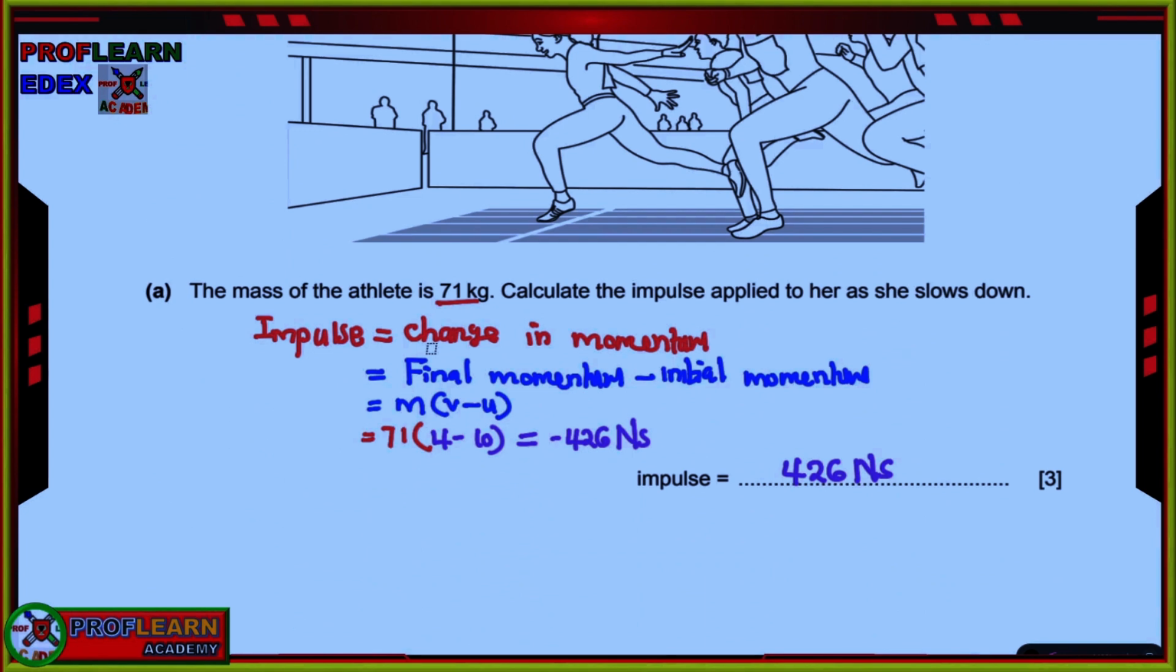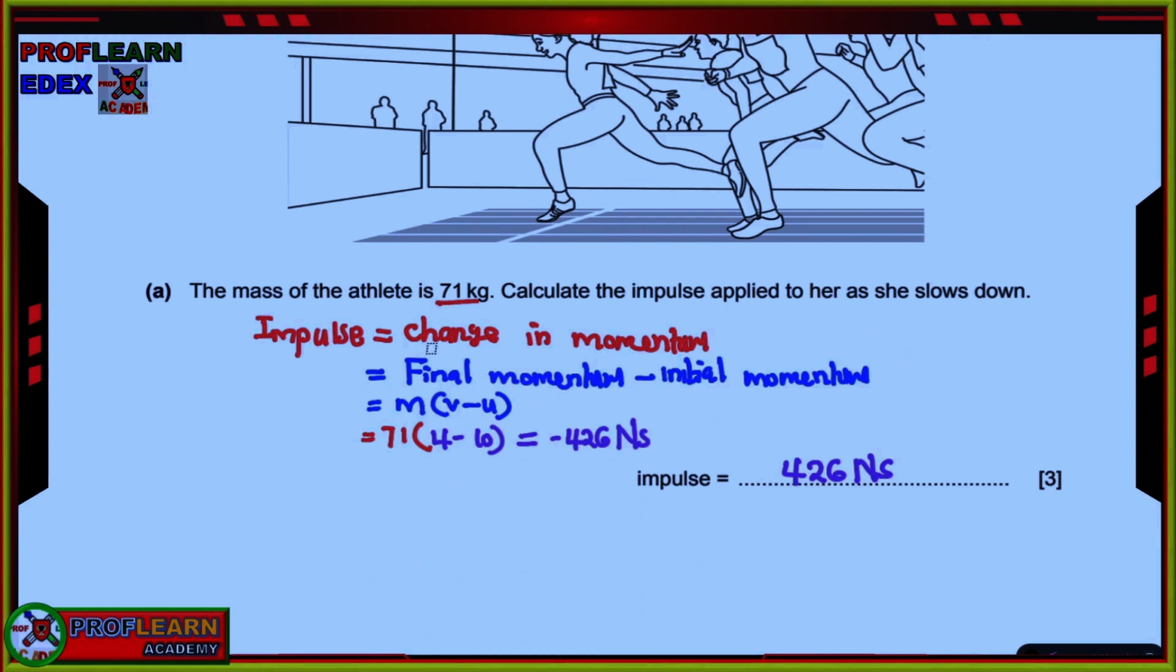Since in this question we have the mass, the initial velocity, and the final velocity, our calculation for impulse will be based on the change in momentum. We say that change in momentum is equal to impulse. Change in momentum is the final momentum minus the initial momentum, and then you can apply the formula. The answer is going to be 426 Ns.